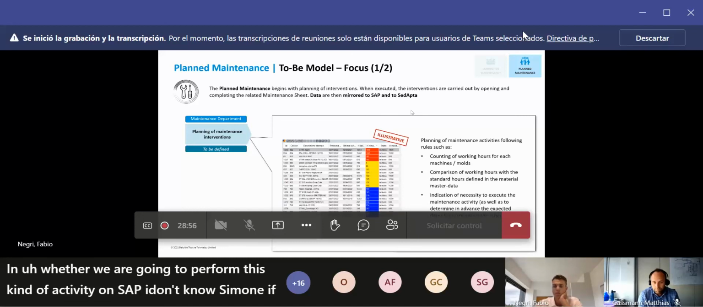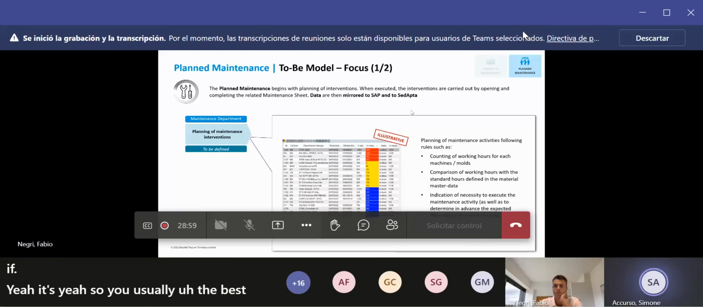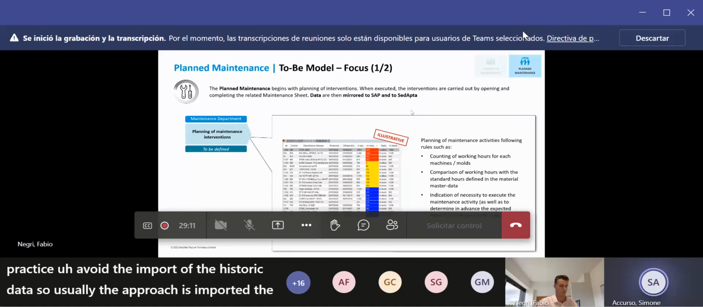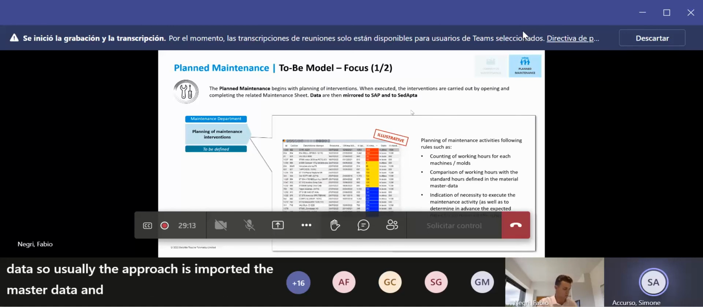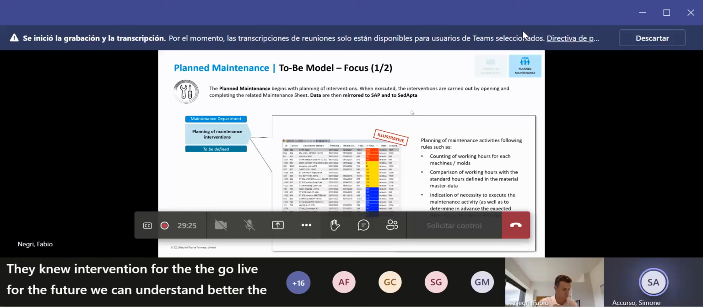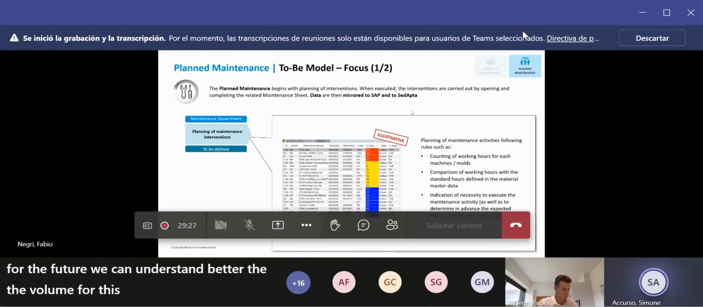Yes. Usually the best practice is to avoid the import of the historic data. So usually the approach is to import the master data and the new interventions from go-live onward. We can understand the volume for this part better, and we can analyze how to import it.